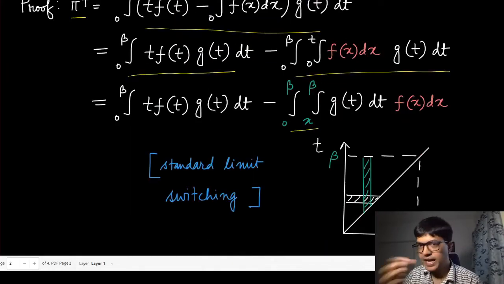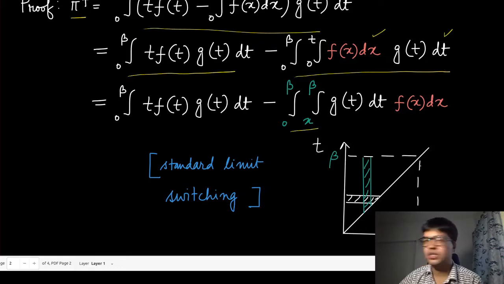What we have here is we are first integrating with respect to x, and then integrating with respect to t, and x is running from 0 to t, and t is running from 0 to beta. What we are going to do next is change the order of integration, and that will help us in understanding this integral better.